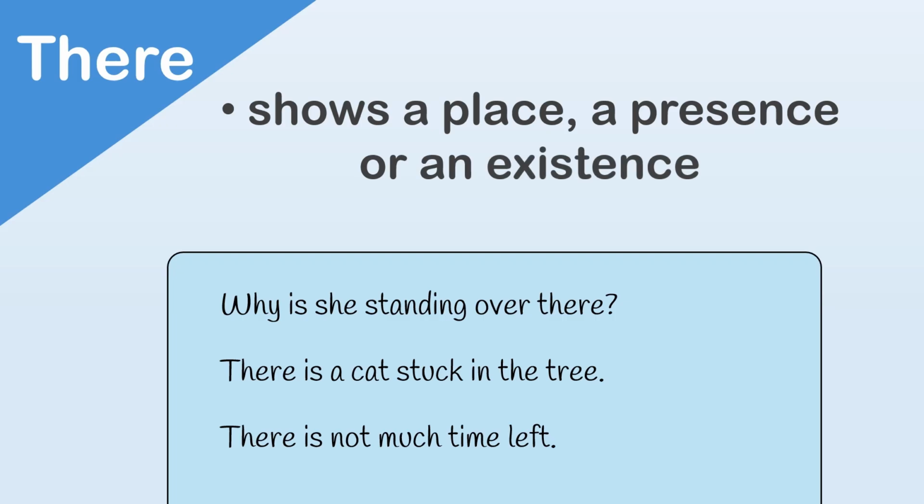In our first sentence, it's showing a place, where there points to a specific location where she is standing. In the second and third sentences, there is showing a presence, an existence. There shows the presence of a cat in a specific location in this sentence. And there shows the existence of the time that is left in this sentence.